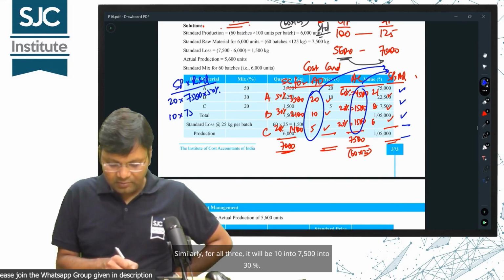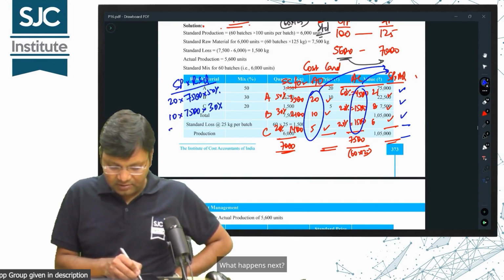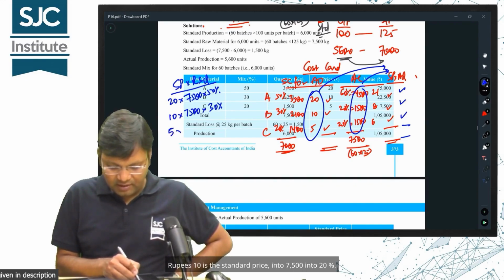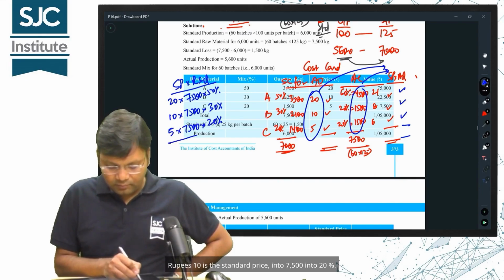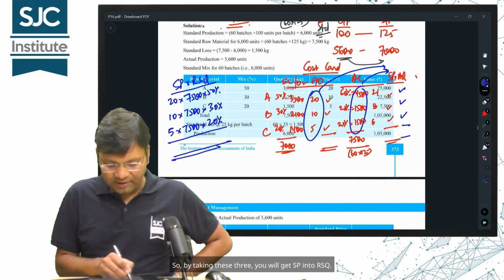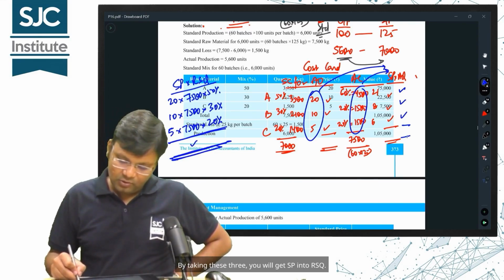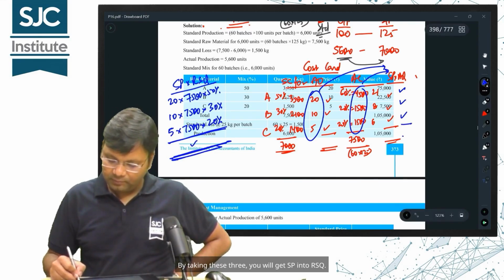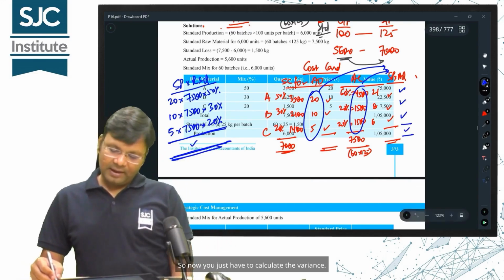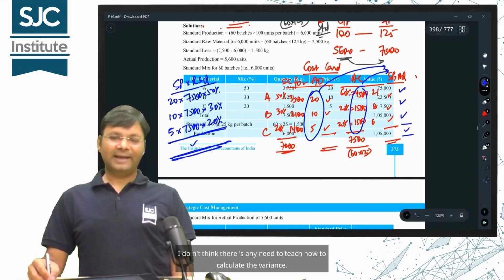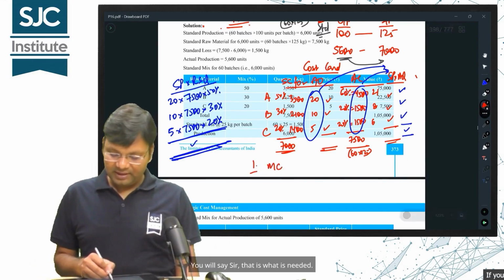Similarly, for all three, it will be 10 into 7,500 into 30%. What happens next? Rupees 10 is the standard price into 7,500 into 20%. So, by taking these three, you will get SP into RSQ. Did you understand? So now you just have to calculate the variance. I don't think there's any need to teach how to calculate the variance. You will say, sir, that is what is needed.